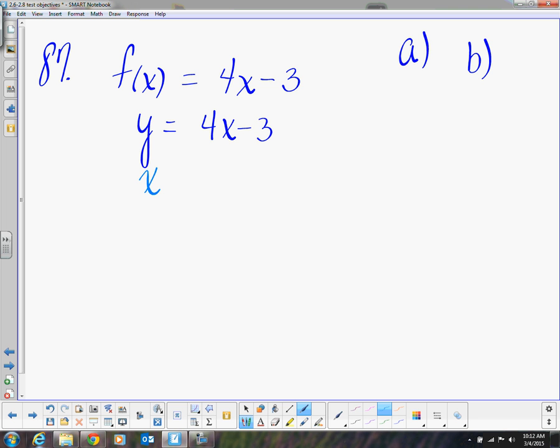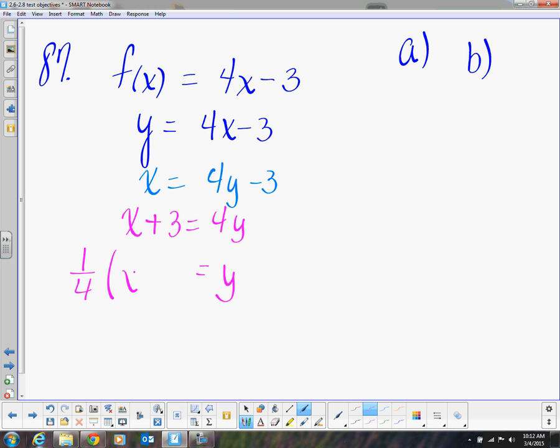So I have x is equal to 4y minus 3. The third thing you do, solve for y. So I have x plus 3 equals 4y, or y is equal to, now I'm going to choose to do 1/4, so I'm not going to have a complex fraction. Now, the last thing you do in the final form: I don't want to see a y. I'll take off a point if you give me y. I need inverse notation. That's the final answer on part A.